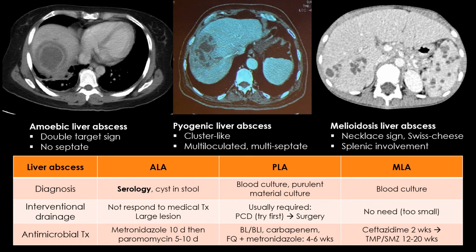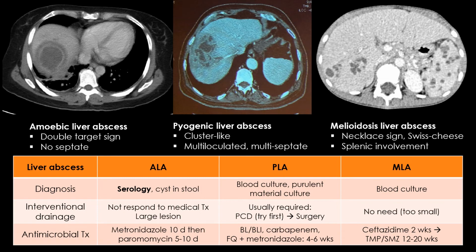Interventional drainage, we do if there is no response to medical treatment, and for large lesions that have a tendency to rupture. For pyogenic abscess, it usually requires drainage. So if you see an abscess from a pyogenic cause, and you know from a positive blood culture, you should consult intervention or surgery for percutaneous drainage first. If there is no response or it is not adequate, you should go to open surgical drainage. But for melioidosis, as I told you, the lesions are way too small to drain. Mostly we use only medical treatment.